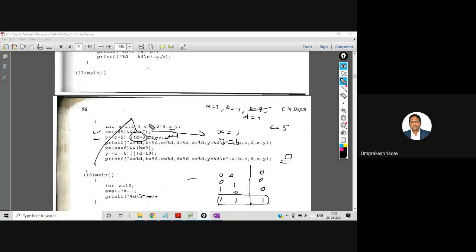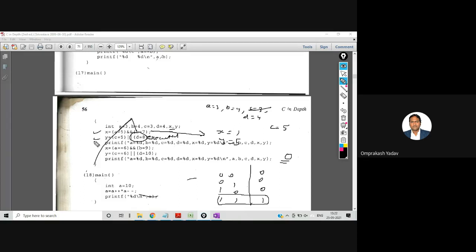Similarly, in that case, for the OR operation, if the first input is true, then the second expression will not be evaluated, because the output is going to be true only. So in the second line, c is equal to 5 will get assigned, d is equal to 8 will not be executed, and finally y will be assigned 5. So till here we have solved.